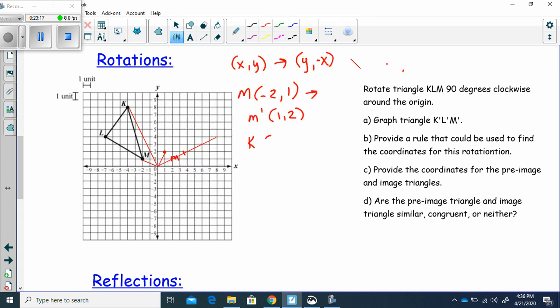Our K went from -4, 8. It went to 8, 4. Let's see if it fits our rule. We swap the X and the Y. See, we swap the X and the Y, and on the back one, we changed its sign. It was -4 here, it's +4. Can we do the same thing for our L? Let's see, our L starts at -7, 4.